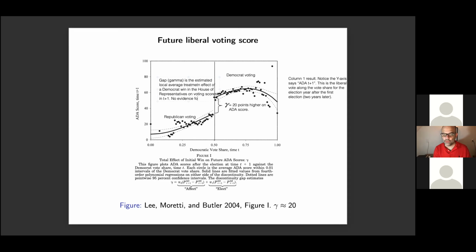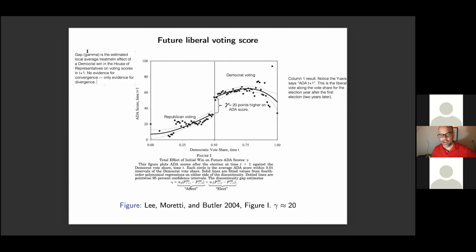No evidence for divergence, at least not for extreme versions. We can reject extreme versions of convergence.